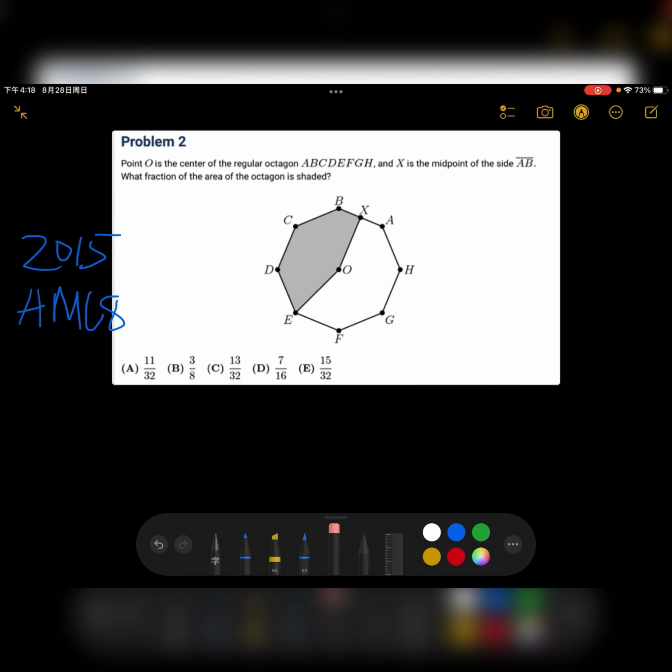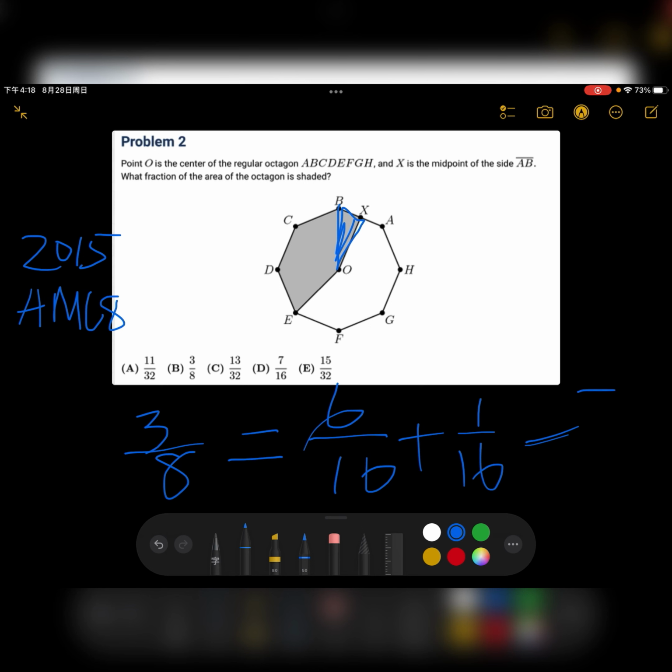Okay, so we look at, since it's half, there are 8 sides, so half of it would be 16, so that'll be 1/16, and then plus we have 3/8, which is equal to something over 16. We multiply by 2, 6 over 16, and then plus this 1/16 right here. Our answer is 7/16, and that is not reducible, so our answer is D.